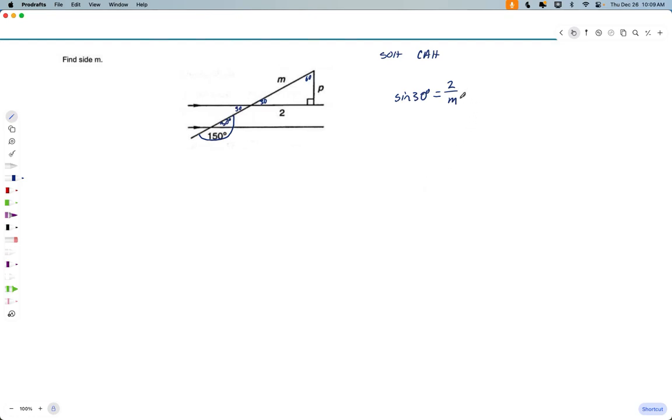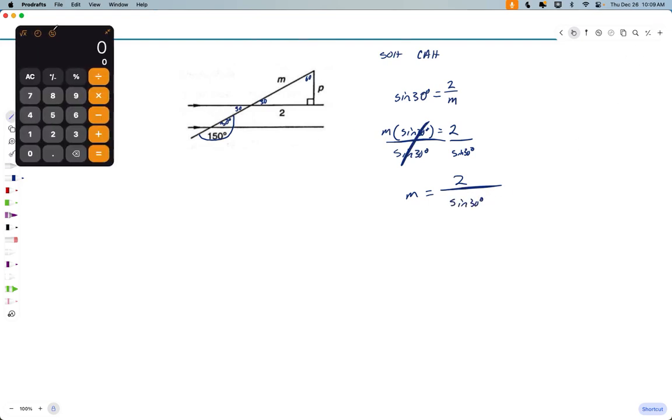So I can multiply both sides by M. I get M times the sine of 30 is equal to 2, which doesn't tell me anything because I can't do anything with that. So I'm going to divide both sides by the sine of 30. That cancels. So now I can solve for M: 2 divided by the sine of 30 degrees.